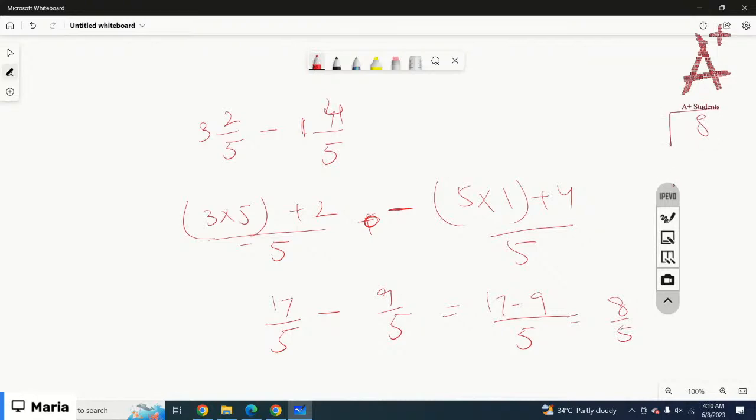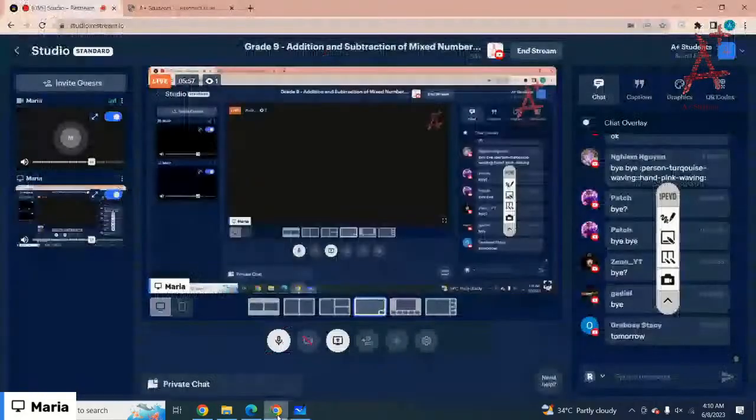Just divide 8 by 5. 5 times 1 is 5 and you have remainder 3. So it would be 1 whole 3 over 5. Got it? The correct option is 1 whole 3 over 5. Got it? Okay, let's just do another practice question.